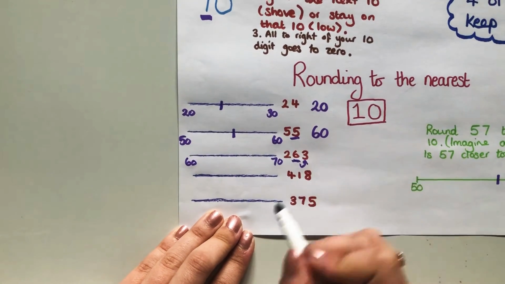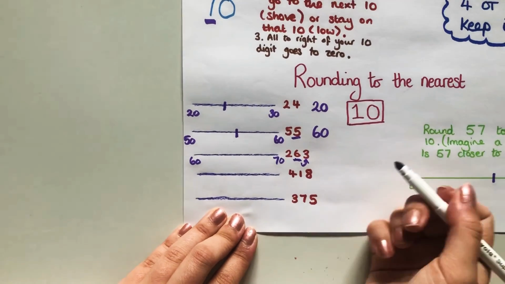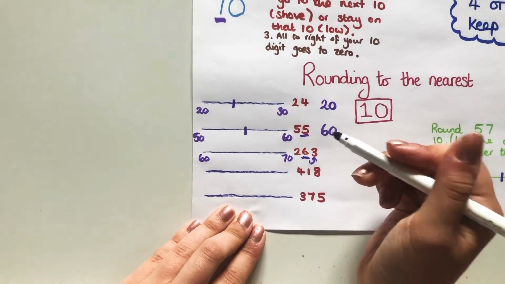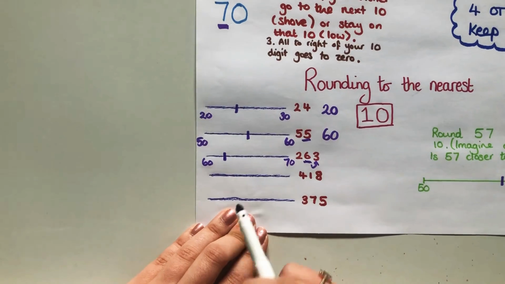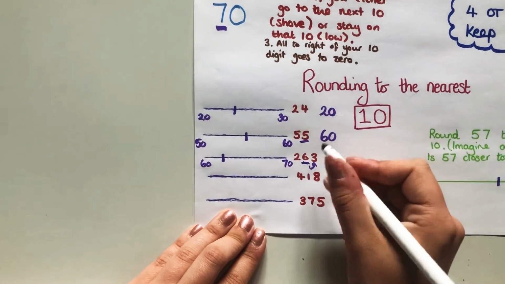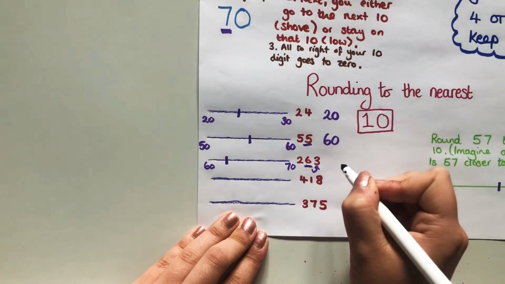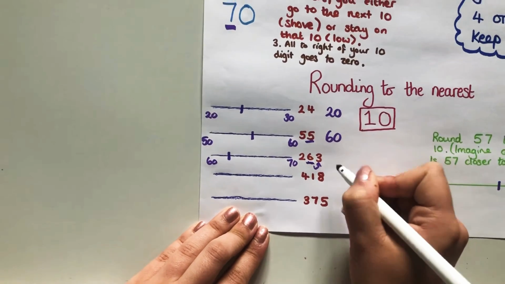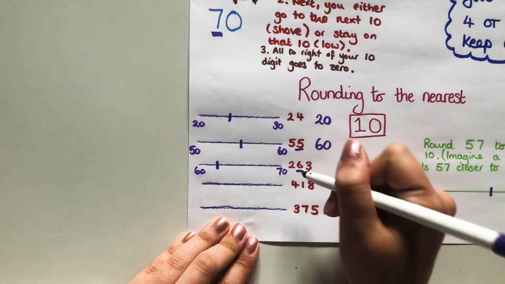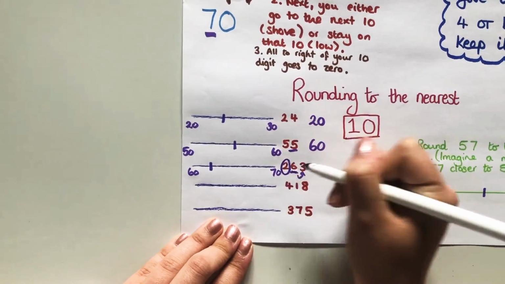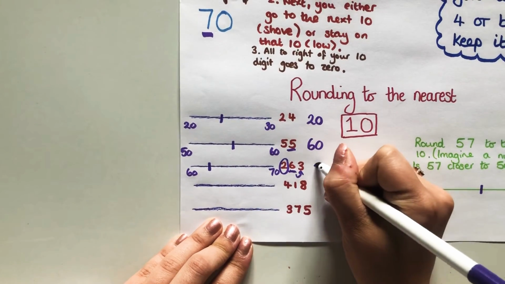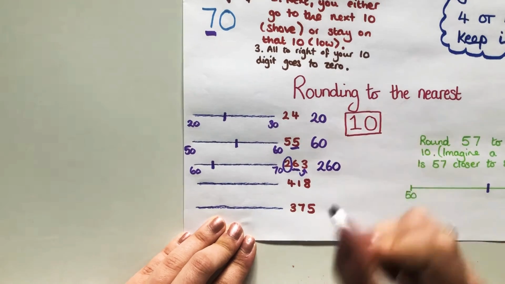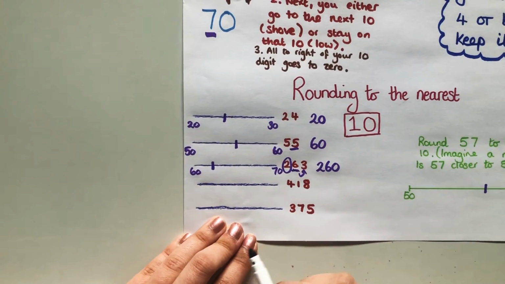So if we think 63, where is that going to be on our number line? It's going to be around here. So it is closer to 60. So if it was just a tens digit number, I would just write 60 here. But we now need to go back to remembering we had that 200. So it is now 260 to the nearest 10.